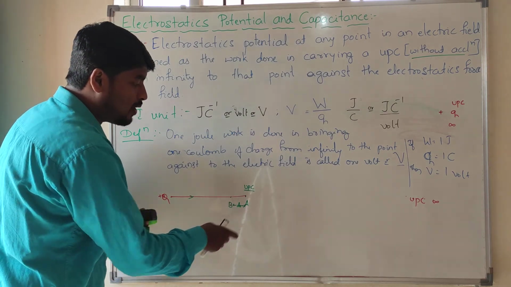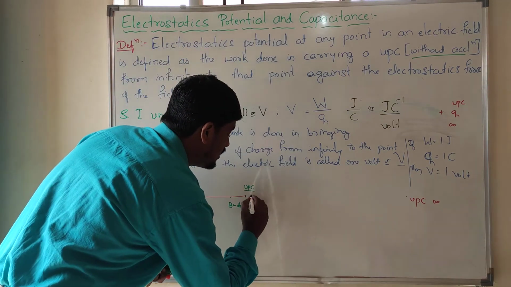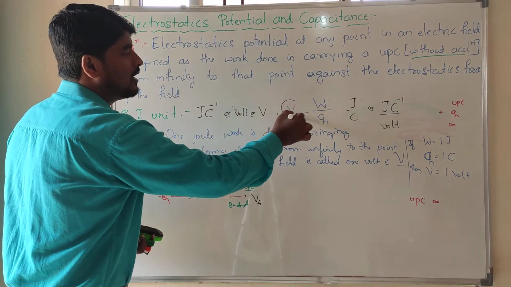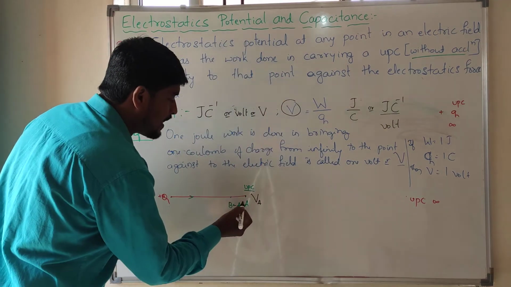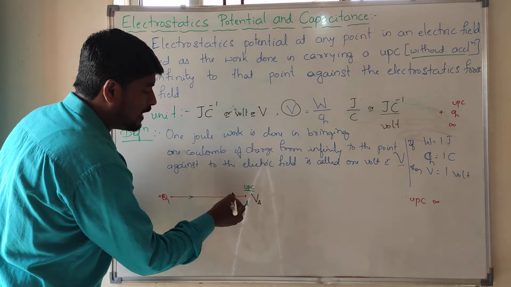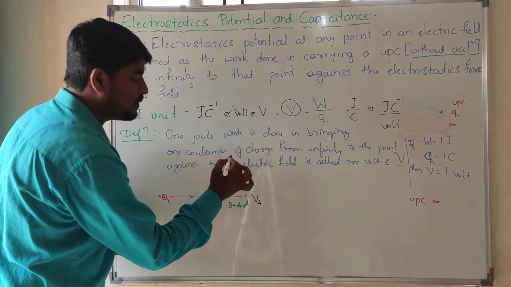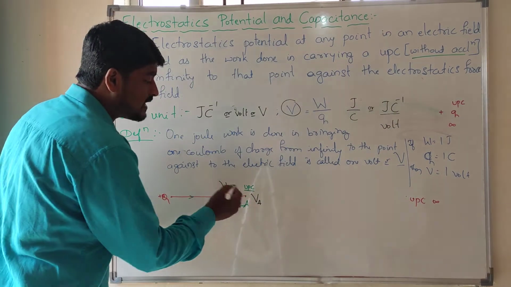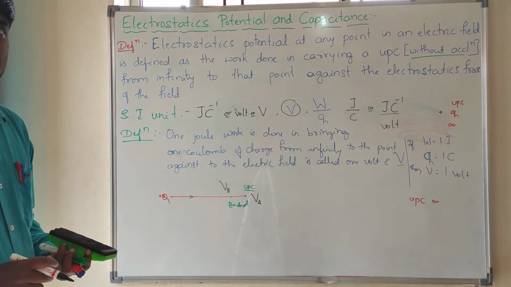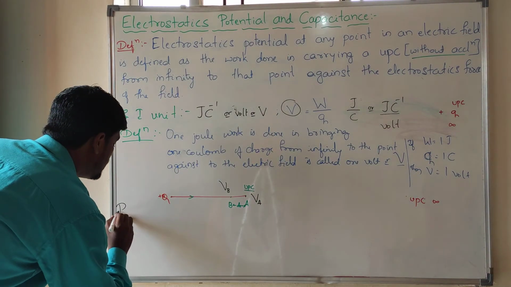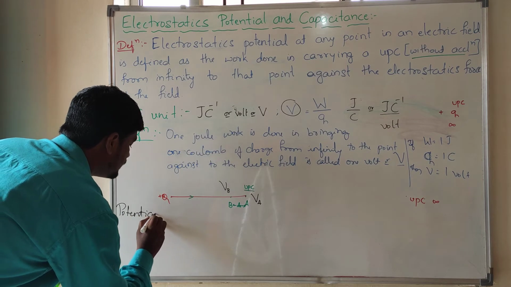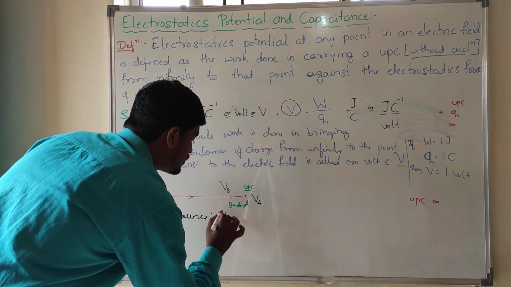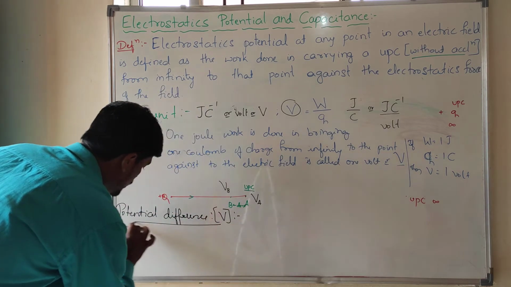At point A there is one potential called VA. I am taking VA because the potential is represented by V. When I bring the UPC from point A to point B, there is another potential called VB. If I take the difference between these two potentials, that itself is termed the potential difference, which is also represented by capital V.